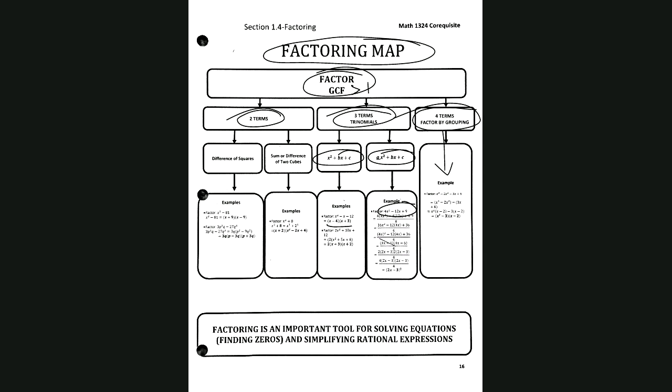Okay, now if you have two terms, you need to check if it is a difference of squares. If you have that, then here is an example. If you have two terms and it is the sum of squares, just know that those are not factorable. The only ones that could be factored are the sum of cubes or the difference of cubes. So for that, we did that example.